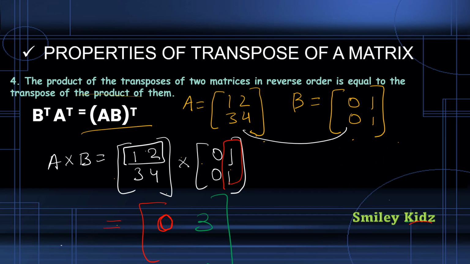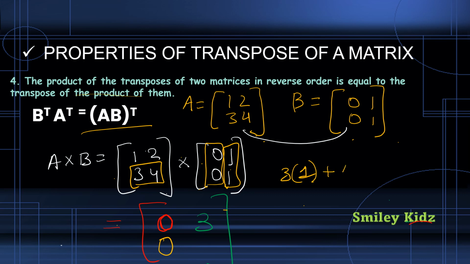Now take the second row and multiply with the two columns again. So take 3, 4 and multiply it with the first column. It will be certainly 0, right? Then take the second column, that is 1, 1. So 3 into 1 plus 4 into 1, that will be 7. So here I'm going to have 7. So this is our matrix.